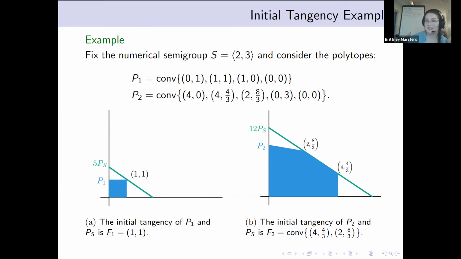As we increase our dimensions, we can have different kinds of initial tangencies, leading to uglier and less fun expressions. One of the reasons we care about this is if we're trying to minimize our norm value, we really want to look at the cone over this initial tangency for the values that are going to minimize it. When the initial tangency is not a proper face, we don't always have enough integer points on our numerical semigroup polytope. So we have to do something a little more interesting.